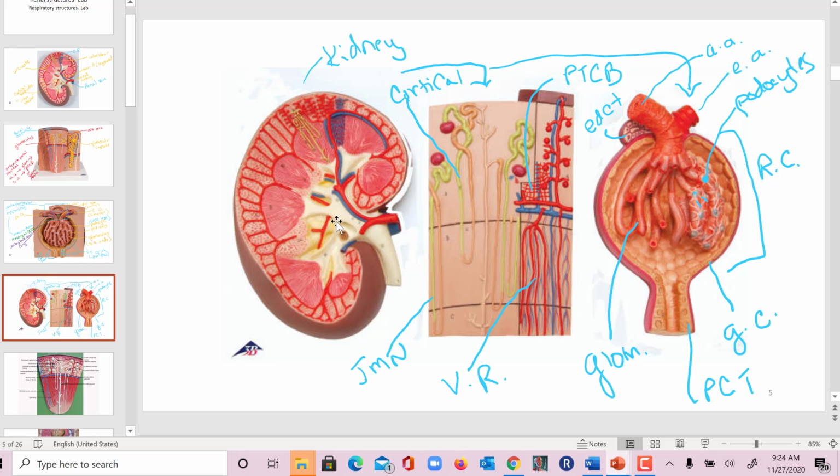Okay, some other structures that I want to point out on this larger kidney model are the major and minor calyces. This structure that I'm highlighting in green, coming off of the renal papilla for each of the renal pyramids, this structure that I'm filling in, is called a minor calyx.